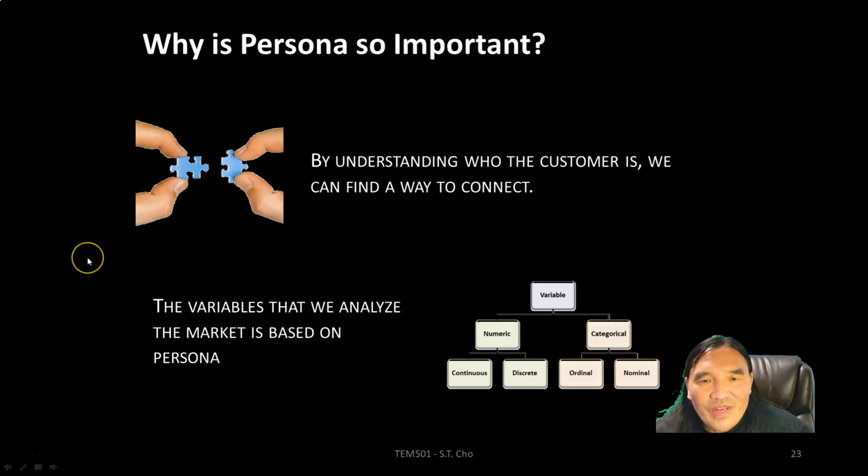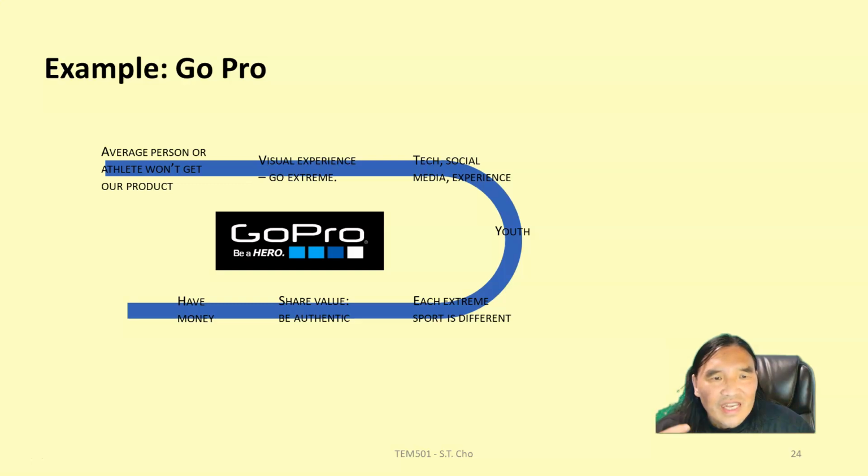Persona is so important because we need to understand who the customer is. And most of all, how do we connect with them? And so we look at what variables actually drive this. An example is GoPro. And the thing is, the average person or athlete won't get our product. And so you need an extreme sports star who'll go ahead and understand it. And so what they did is they used technology, social media. They went after younger people.